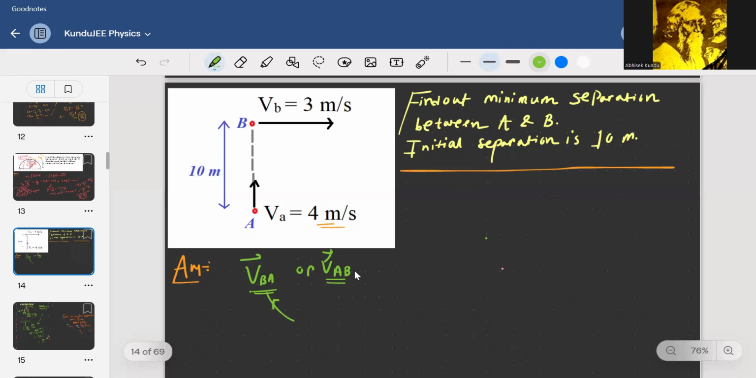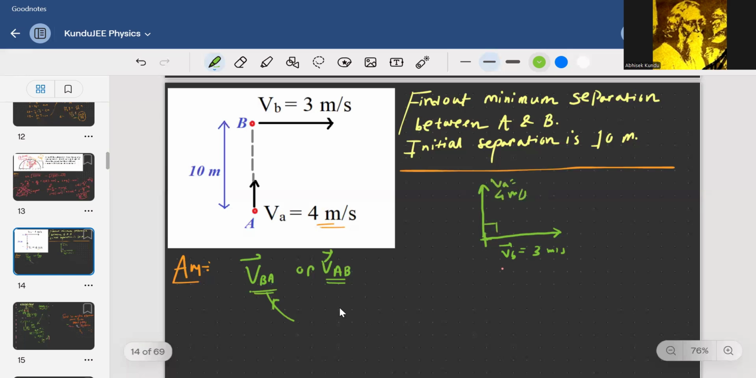Okay, so for that we need to draw the vector diagram. Let us draw the two velocity vectors. So from here we'll try to draw it. VB is directly towards the right direction. So this is the VB vector, 3 meter per second. And what is VA? Upward, they're making a 90-degree angle. 4 meter per second, VA 4 meter per second.